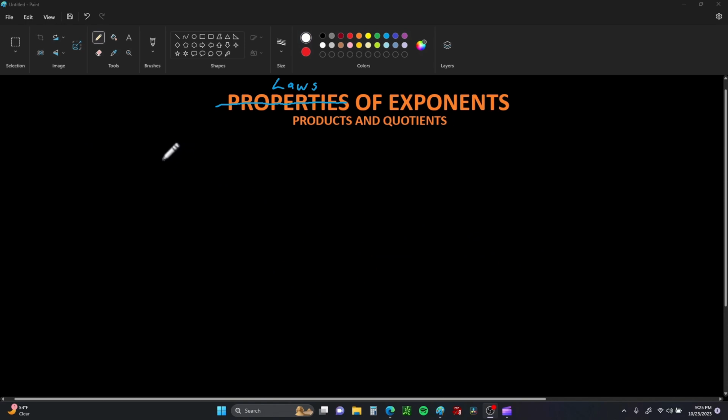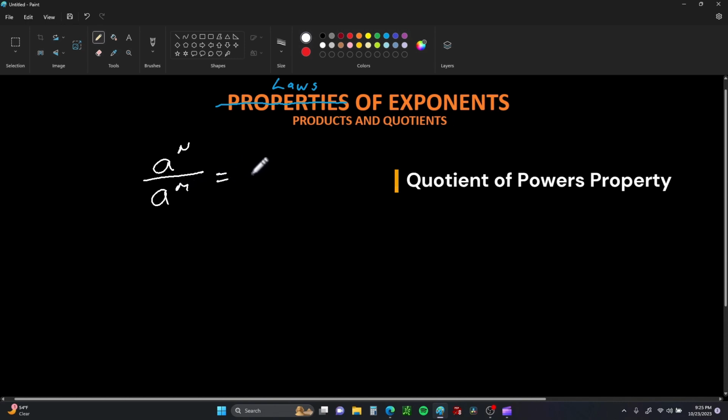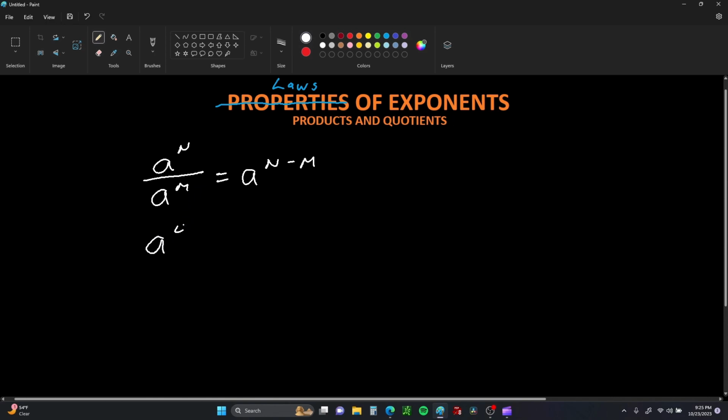So in algebra terms, if I have a to the n divided by a to the m, what I get is a to the n minus m. Now, if the exponents n and m in this situation were the same, say I had a to the fourth power divided by a to the fourth power, what we would have is a to the 4 minus 4, which is a to the 0 power.